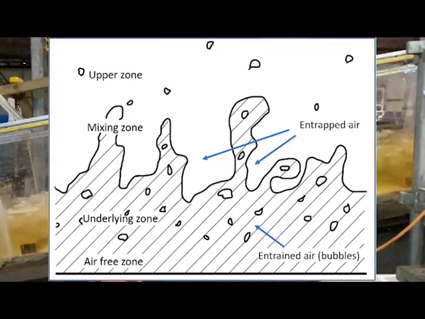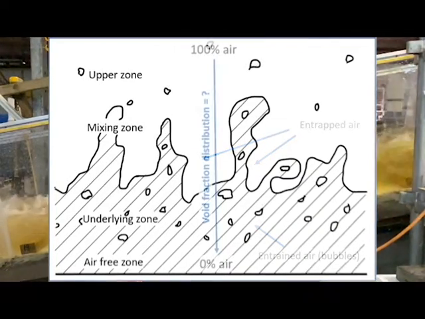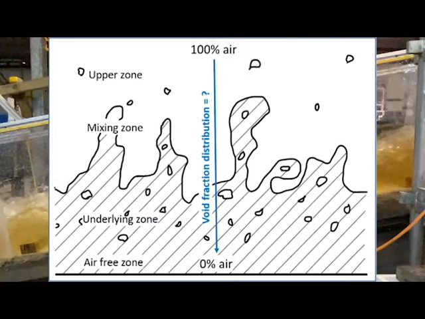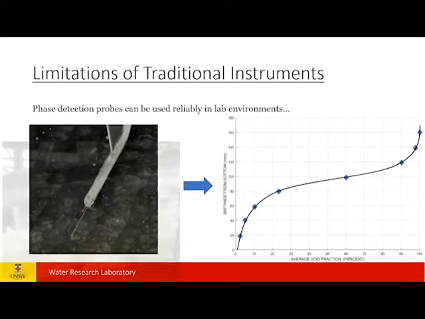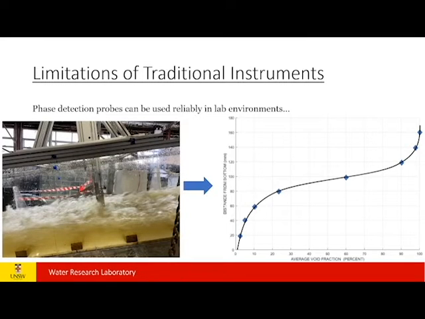Under these conditions, the average air distribution within the air-water column, referred to as the time average void fraction distribution, is arguably the most important parameter to inform engineering design. Currently, we can only resolve the void fraction distribution through the instrumentation of phase detection probes.